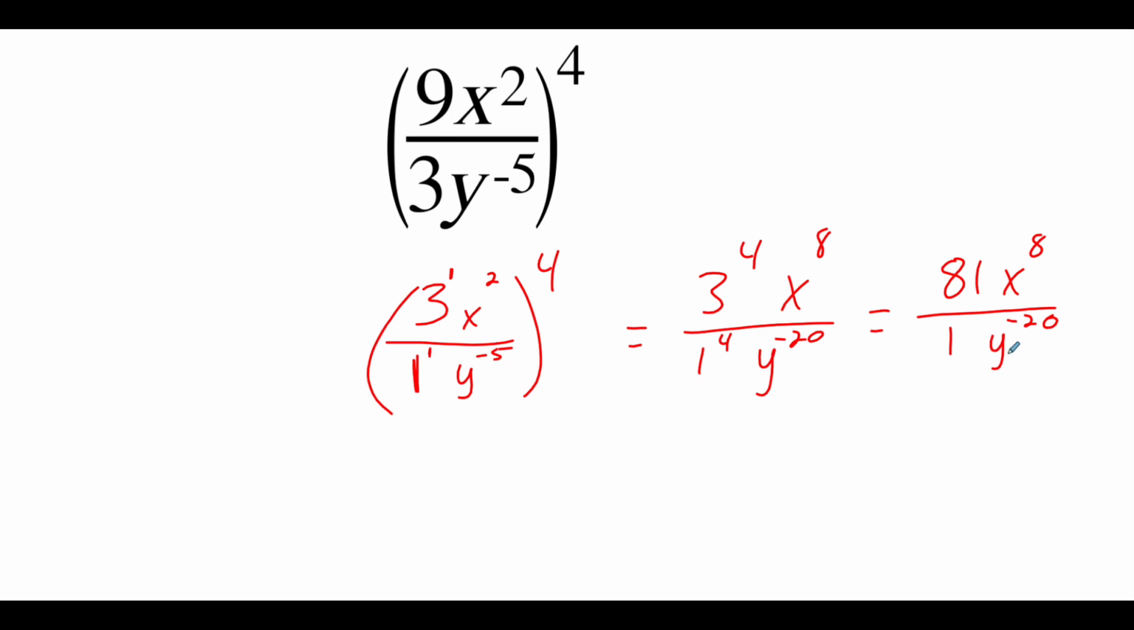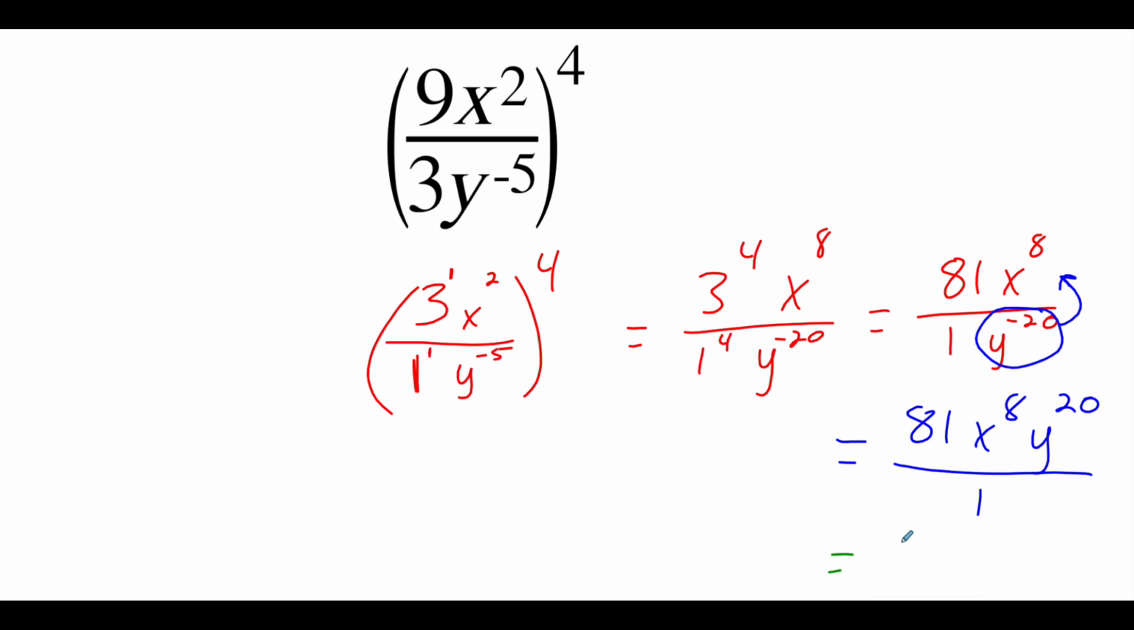But what I want you to notice about this one is that y to the negative 20, that's already on the bottom of the fraction. So we're going to have to do something a little bit different to get rid of this negative exponent. Since it's already on the bottom, to turn that power positive, we're actually going to take it and move it up to the top. So on top, we're going to get 81, x to the 8th power, and y to the positive 20th power. And this is all over 1. But because we're dividing by 1, we don't really need to leave the divided by 1 in there. So this is going to be 81, x to the 8th, and y to the 20th for our final answer.